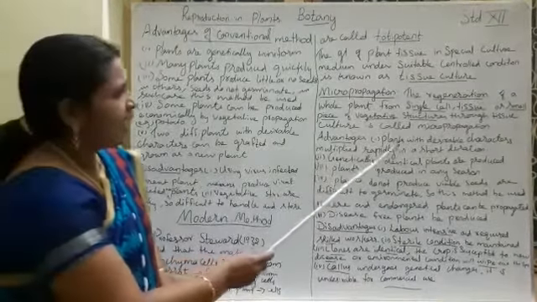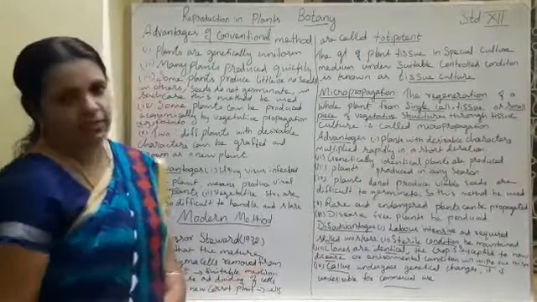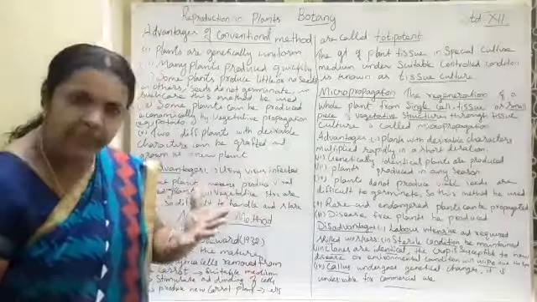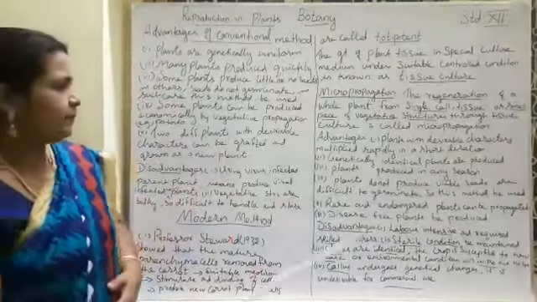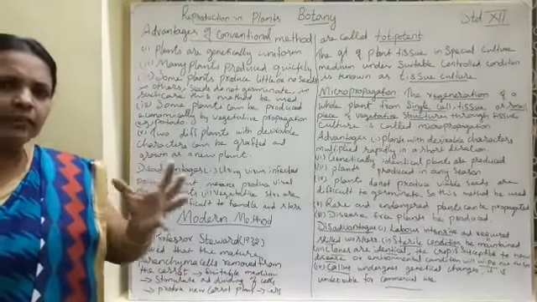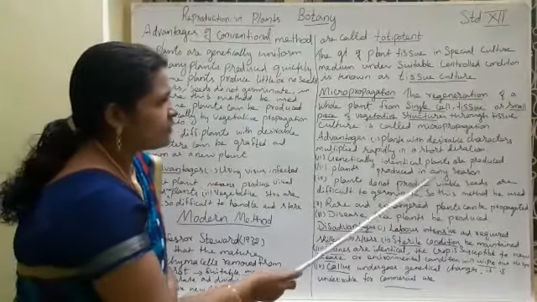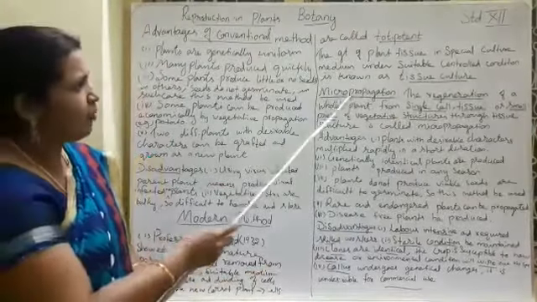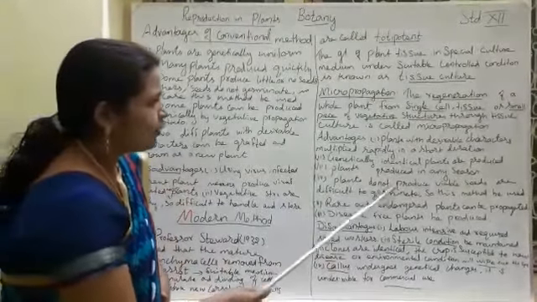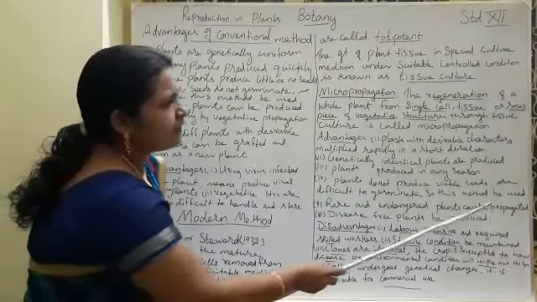There are some advantages and disadvantages of this modern method. First one, plants with desirable characters are multiplied rapidly in a short duration. In a short time, the desirable characters are multiplied and produce a new plant. Then, genetically identical plants are produced. That means all the plants are genetically the same. Then, plants can be produced in any season. By this modern technique, the plants are produced in any season. Then, plants that do not produce viable seeds or are difficult to germinate, so this method is used.